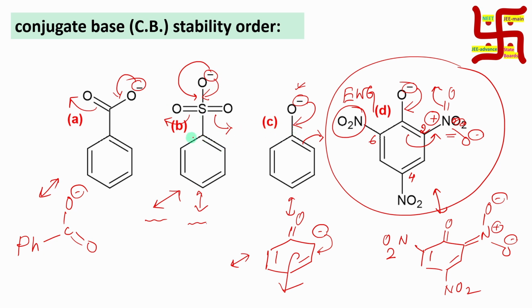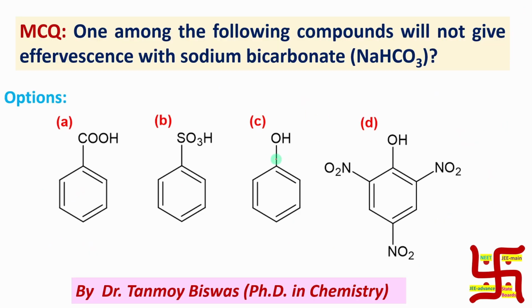If I say sulfonic acid is maximum, first; second position goes to this trinitrophenol; the third position goes to benzoic acid; and the fourth one is phenol. So obviously it will not be able to produce the effervescence from sodium bicarbonate solution. So this is my answer. Now if you get this question in your exam hall, in less than 30 seconds, how could you solve it?